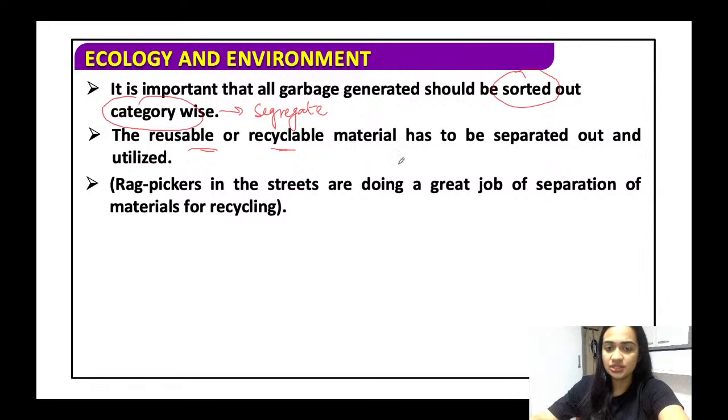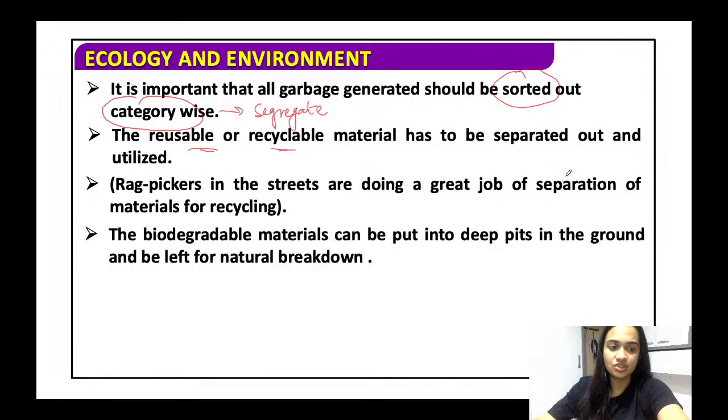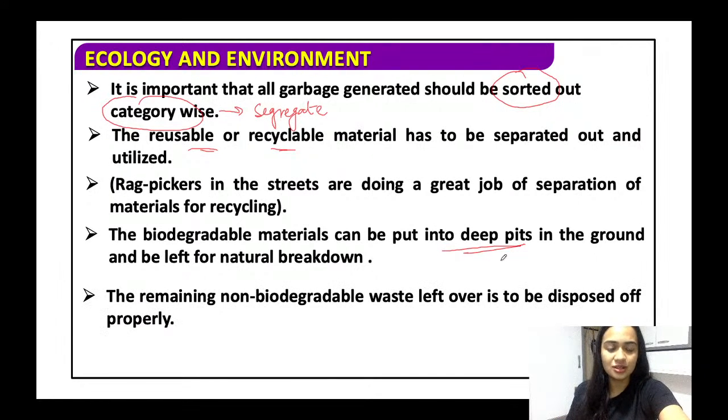Rag pickers in the streets are doing a great job in the separation of these materials. Coming to your biodegradable materials, they should be put into deep pits. So now you can see that in many places there is a separation of dry waste and wet waste. तो wet waste mostly वो होती है जो biodegradable होते हैं, यानी कि हम उन्हें ground में ऐसे dump कर सकते हैं या we can put it to a landfill. We can use it as a compost and it can be even left for natural breakdown.